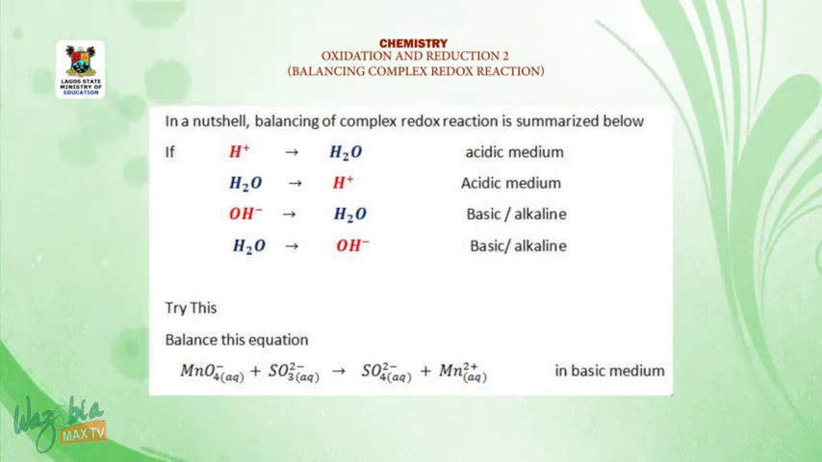Now I want you to try this. Balance this equation: MnO4 minus plus SO3 2 minus to give SO4 2 minus plus Mn2+. I'll say it again: MnO4 minus plus SO3 2 minus to give SO4 2 minus plus Mn2+ in basic medium.